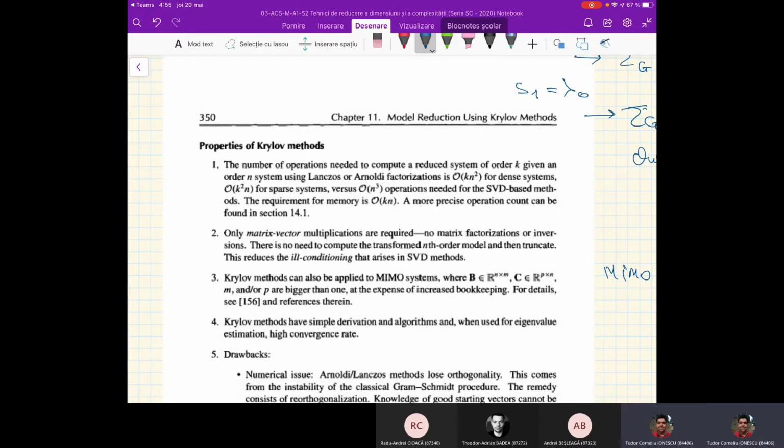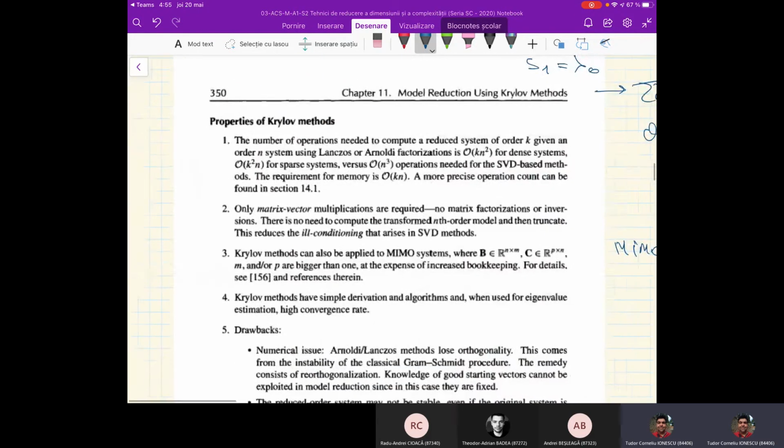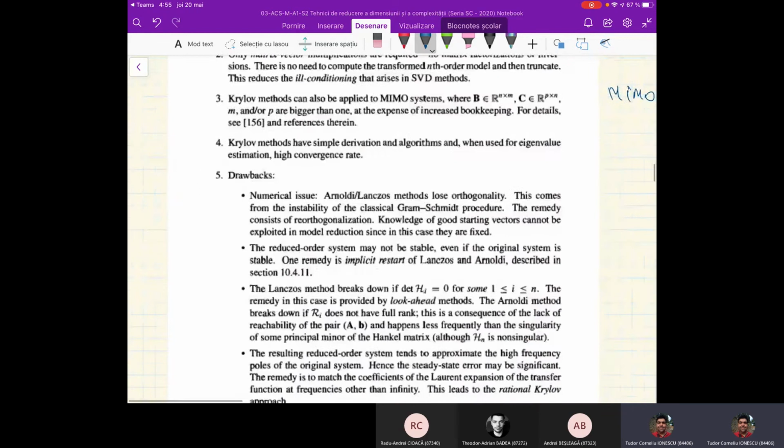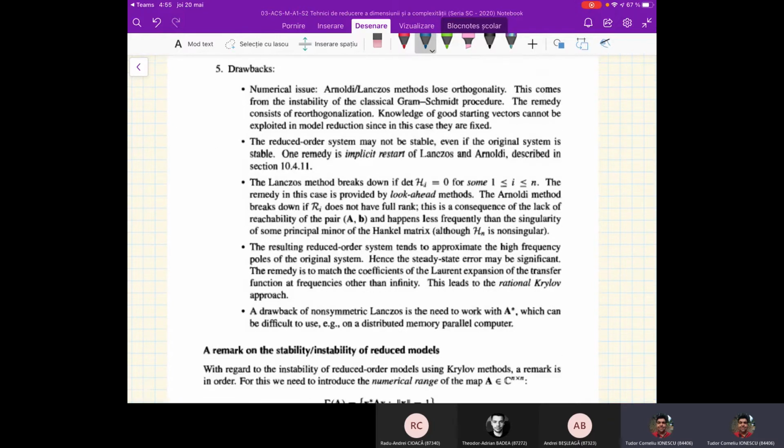Right. So here you get tangential interpolation. You can look it up in papers if we don't have time to mention it. Krylov methods have simple derivation and algorithms, which is true, when used for eigenvalue estimation, high convergence rate, and so on. However, these methods also exhibit a number of drawbacks, okay?